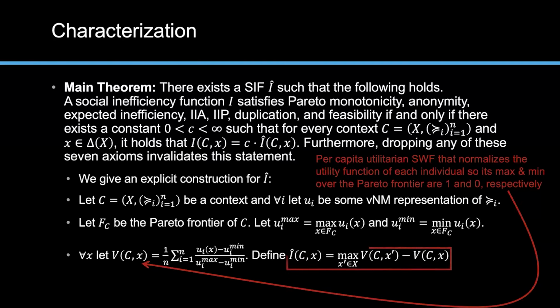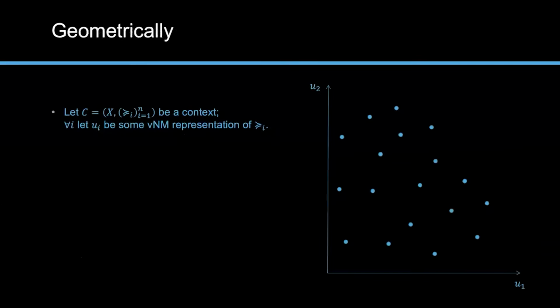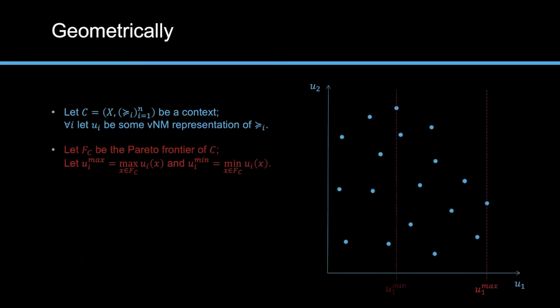And then we define our inefficiency as looking at this thing, finding its maximum, let's call that 0, and then our inefficiency is loss in this measure compared to optimum. Let's do an illustration. So here's the context with some utility representation. We start by finding the maximum and minimum for each individual across the Pareto frontier. This is one's favorite point. This is one's least favorite point on the Pareto frontier. This is 2's favorite point. This is 2's least favorite point along the Pareto frontier.